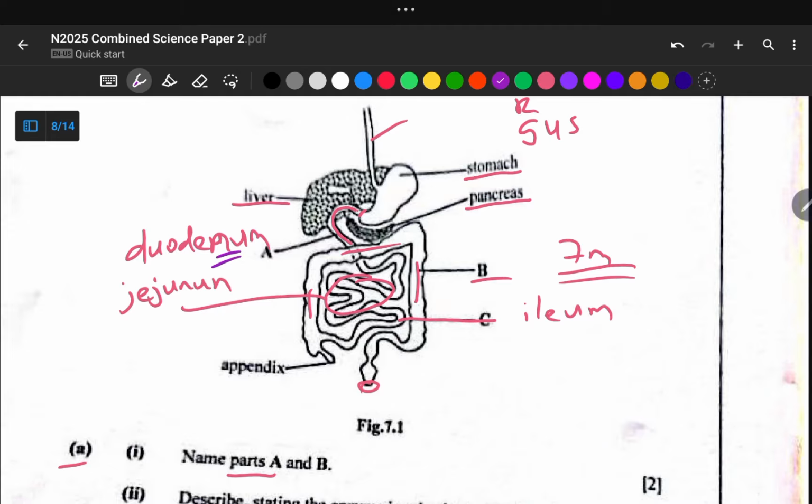And then the next part says name the part B. Part B is the large intestine or the colon, or you can specify by saying descending colon. It's still the same, right?